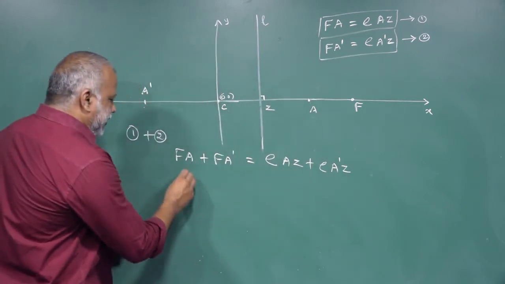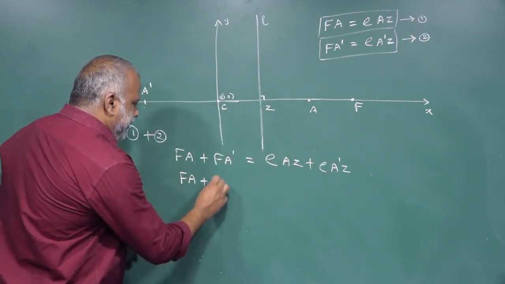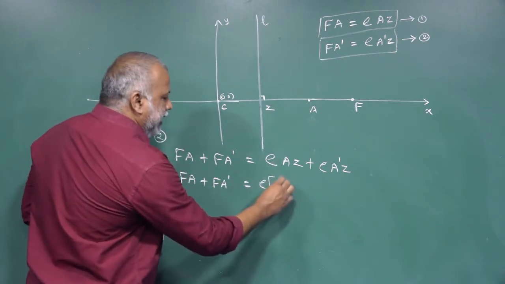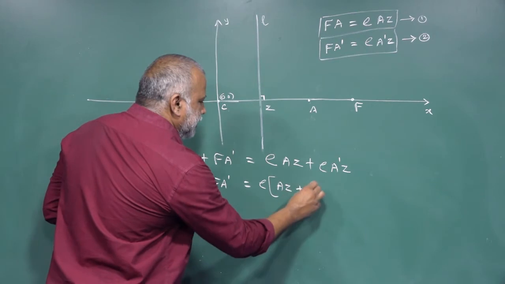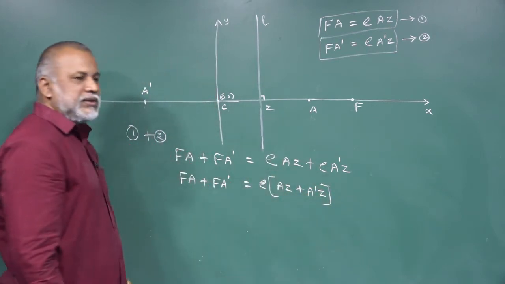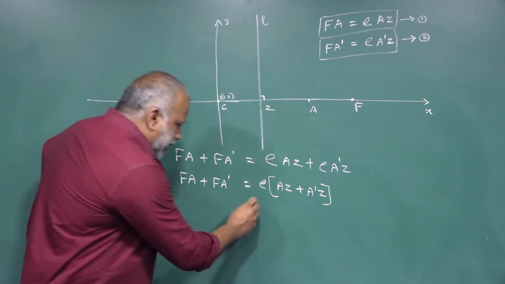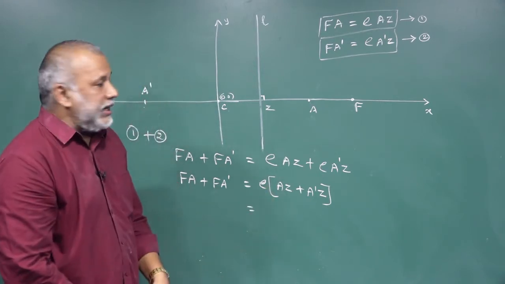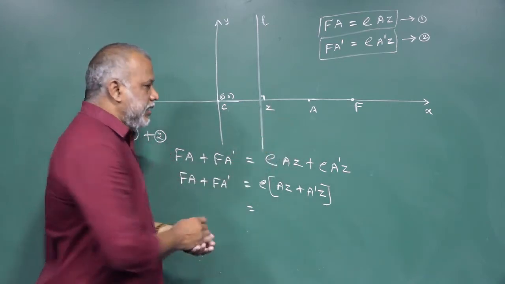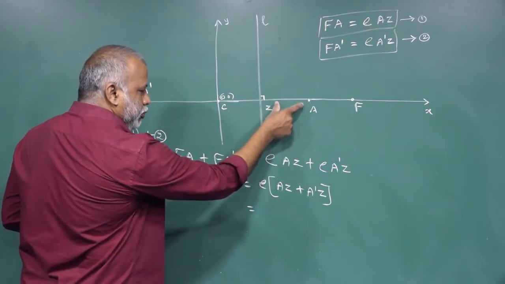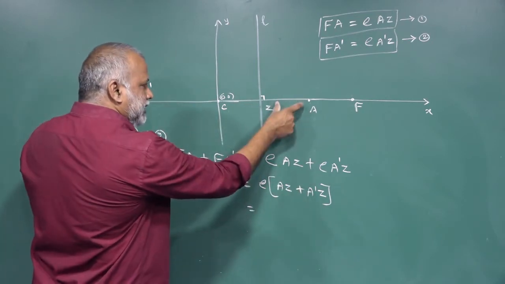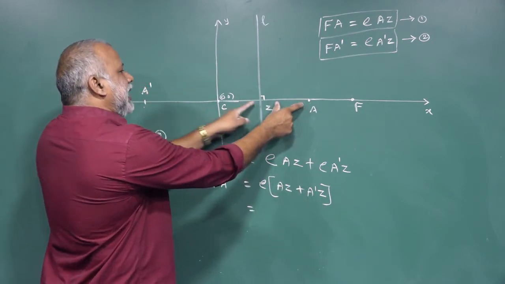See, FA plus FA dash equal to, I am taking out e as common, the remaining is AZ plus A dash Z. See your explanation, AZ, where is it placed? See, A is here, Z is here, this portion. Another one, A dash Z. So the first portion is AZ, the second portion is A dash Z.